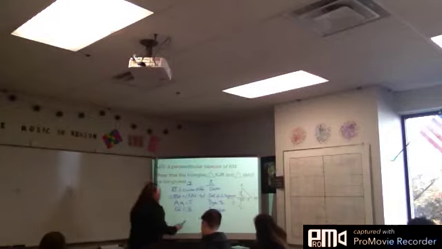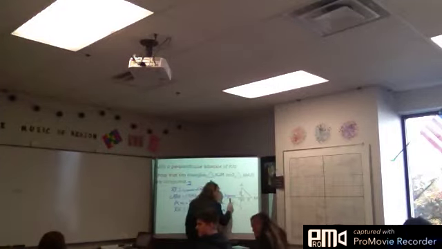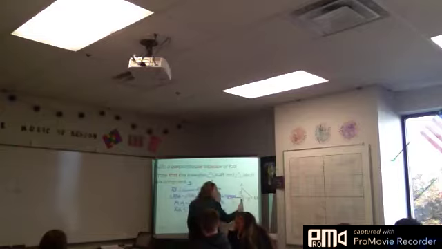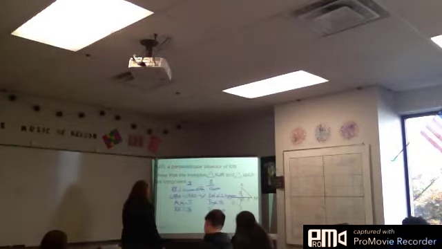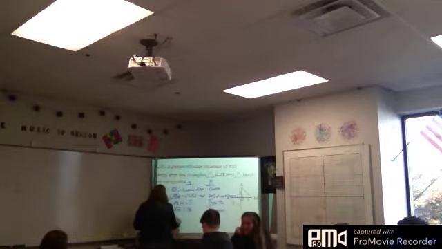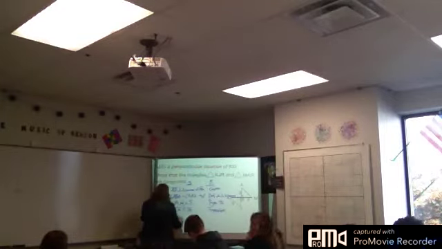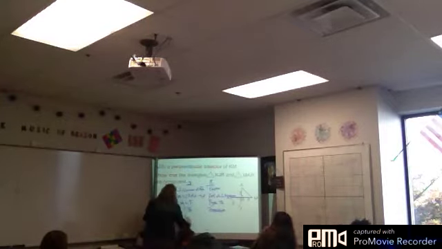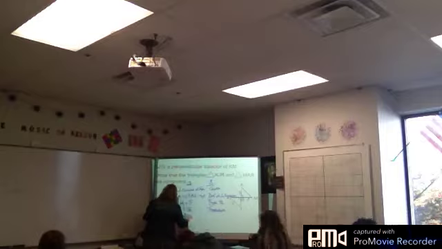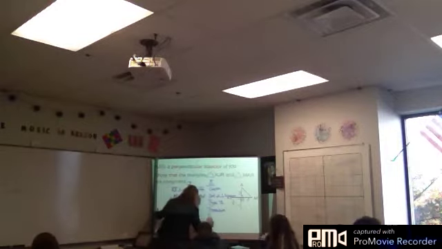So, I know if this is the perpendicular bisector, that this leg is the same length as that leg. So, I know that segment KR is congruent to segment MR. Definition of a perpendicular bisector.